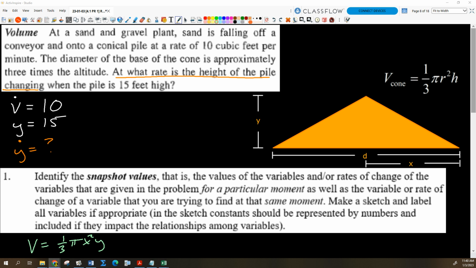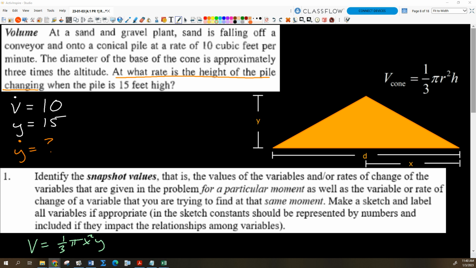It looks like I've got V's and Y's, right? So I need an equation that's going to relate the volume of this cone to its height. Well, that's the volume equation, isn't it? That's our parent equation. Okay? So now think what the strategy is here. We're trying to solve for Y dot, and I have information about V dot, right? So the information I have does not fit a static pre-calculus equation like that. It fits a calculus equation.